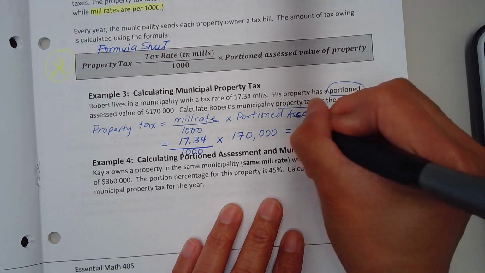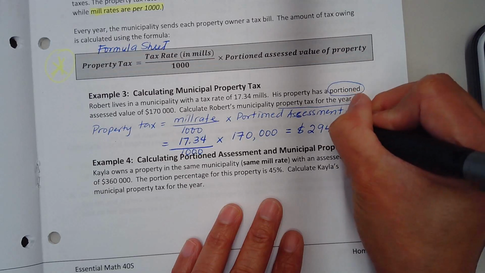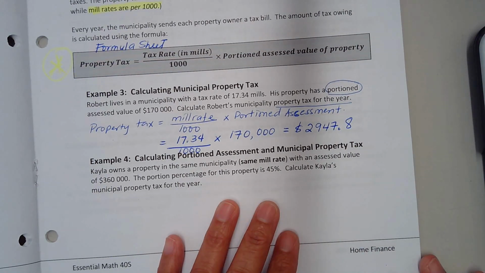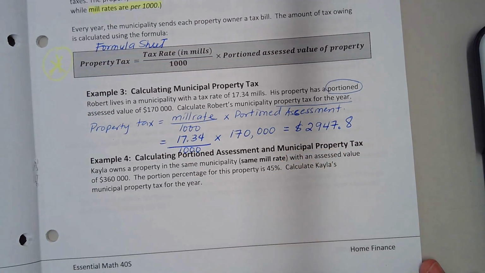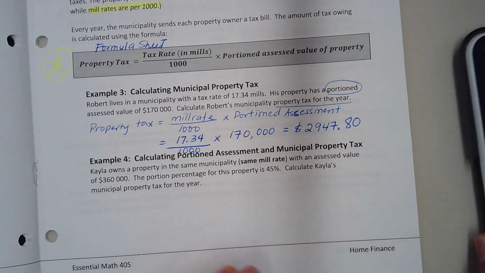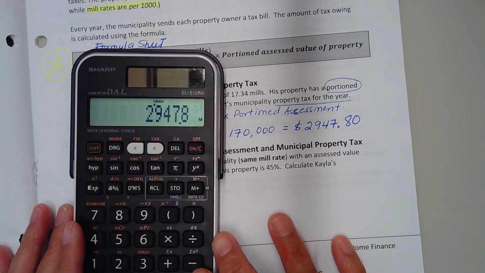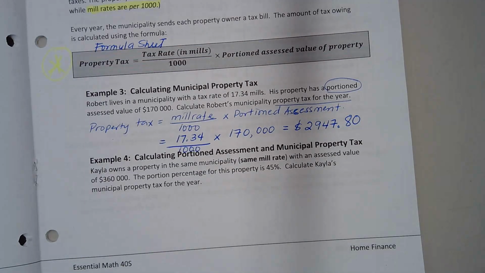Okay, this is what I got. $2,947, and I got 0.8 on my calculator. Can I write it like that? I gotta add a 0, right? Because when we're talking about money, this is probably what you got on your calculator, right? $2,947 and 0.8 means 80 cents. You gotta put that there. Good.